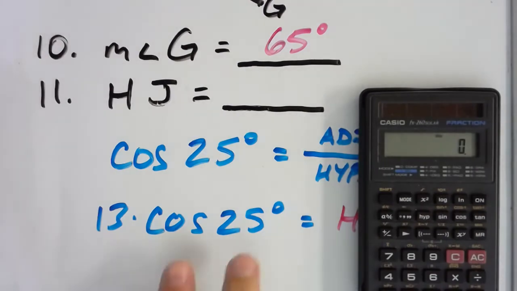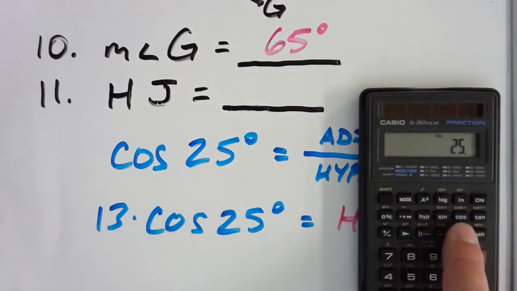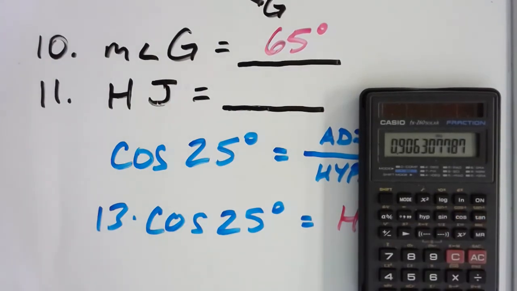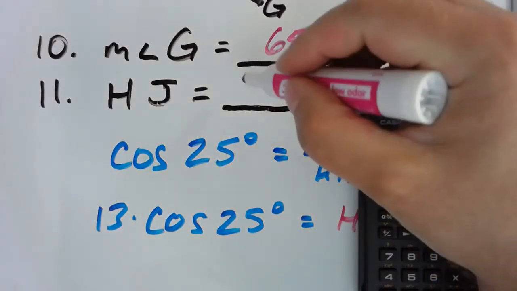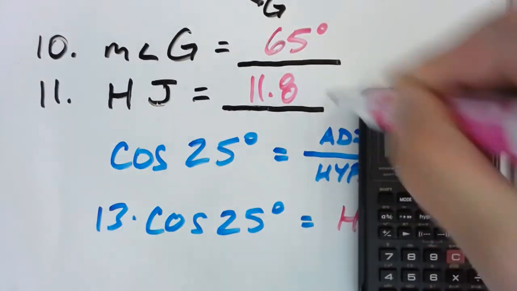In my calculator, I'm going to start with this piece first, cosine of 25 degrees. I have to start with the 25 degrees. And when I take the cosine of it, that's hitting this cosine button right here. Crazy decimal, not unexpected, but that's the cosine of 25 degrees. Remember to multiply it by the 13 in this case, and I get the following value. This is the length of HJ. You'll be asked to round this to the nearest tenth, so this is going to come out to be about 11.8 units.